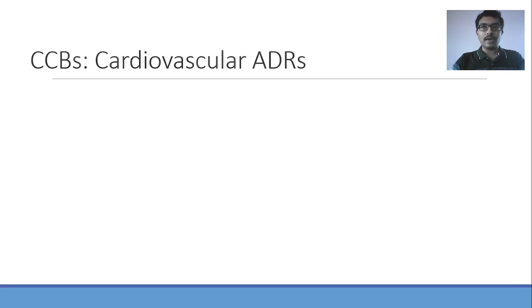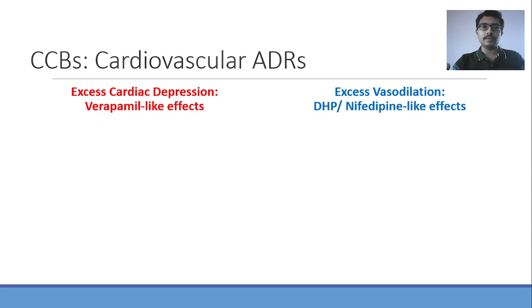Now, cardiovascular ADRs. The way in which you classified the cardiovascular actions of calcium channel blockers into verapamil-like and the DHP-like, that is the DHP and non-DHP ones, the same way you can classify the ADRs also into cardiac depression, that is verapamil types, and vascular, that is vasodilatation, that is the DHP-like effect. This again is very, very important. Try to follow me carefully here.